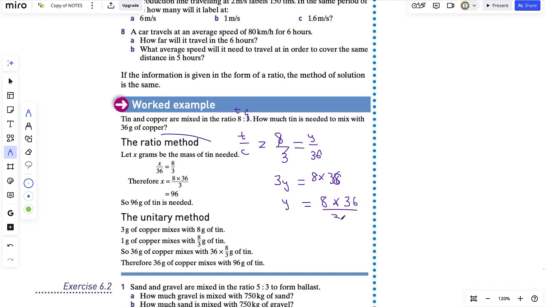If you want to simplify it yourself, 3 into 3 is 1, 3 into 36 you get 12. So 8 times 12, you get 96, right? So Y equals 96 grams. There will be 96 grams of tin that will mix with 36 grams of copper, because the ratio was 3 to 8.